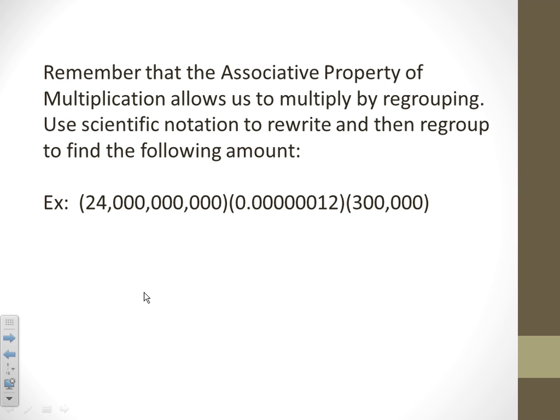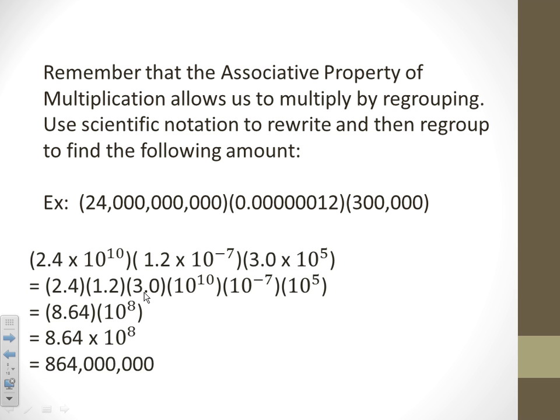If you were to do this, that's a lot of zeros and a lot of place values to keep track of if we use the numbers as they are. But let's try rewriting it in scientific notation first. So see that that first number turns into 2.4 times 10 to the 10th. The middle number turns into 1.2 times 10 to the negative 7. And then the last one turns into 3.0 times 10 to the 5th.